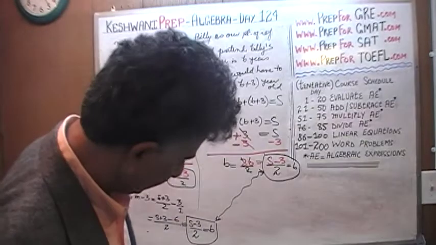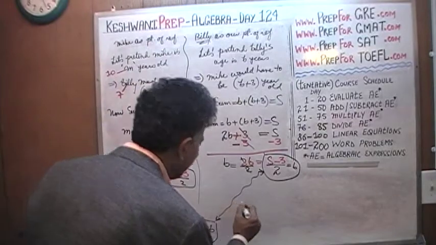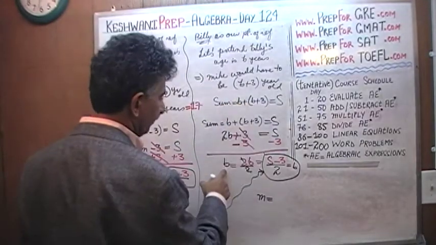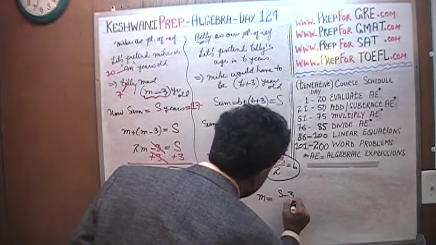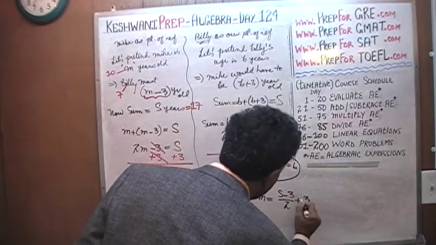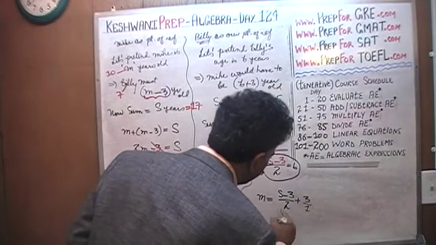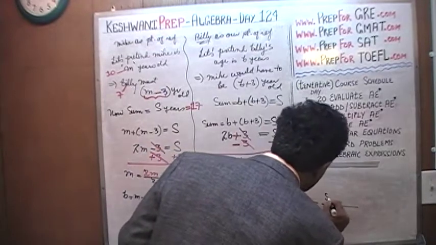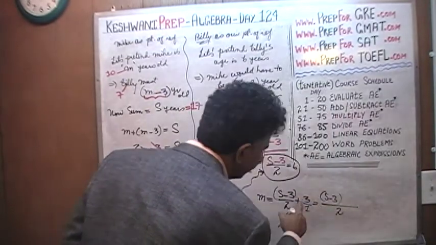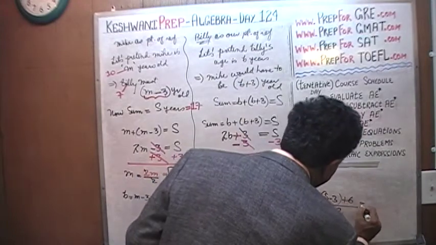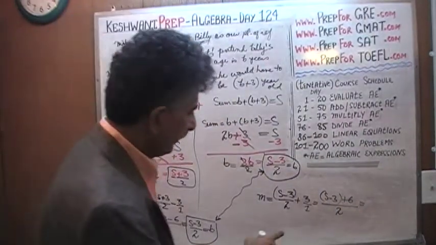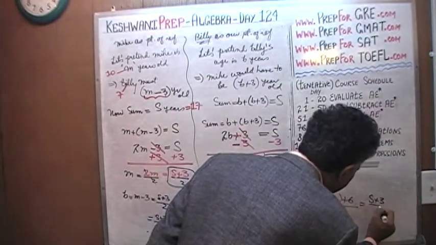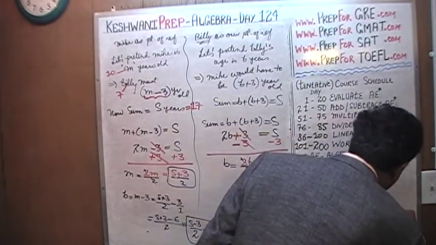Let's find Michael's age. Michael, we know, is 3 more. So this is Billy's age, S minus 3 over 2, and he's 3 more. This has a denominator of 1. This has a denominator of 2. Let's find the common denominator of 2. So we get S minus 3, and then this 3 becomes 6. Voila. Here we have S minus 3 and a plus 6. So we get S plus 3 over 2, which is Michael.